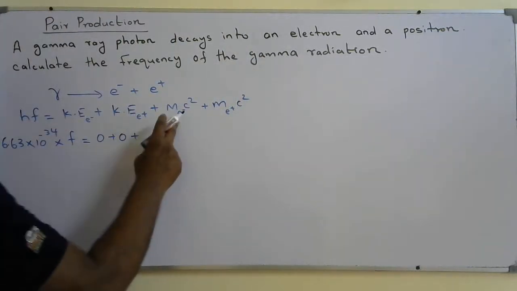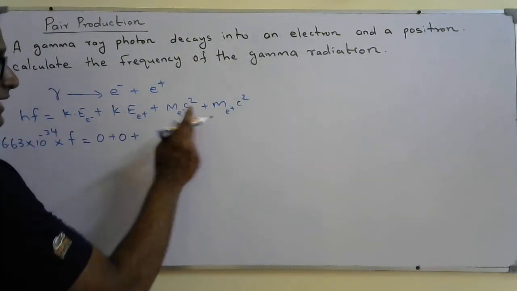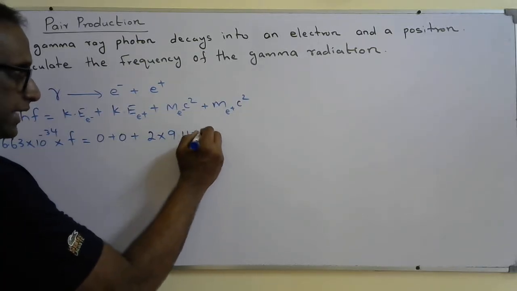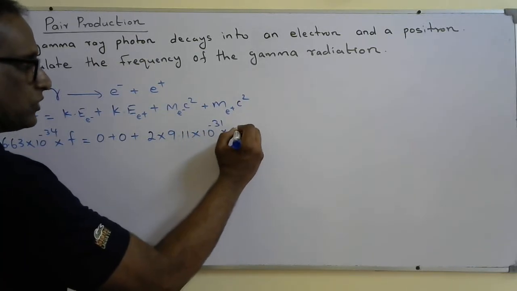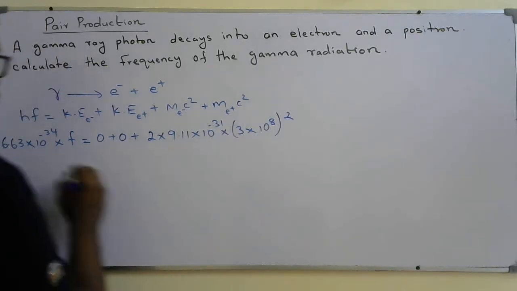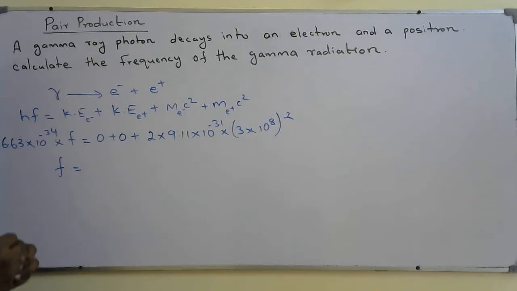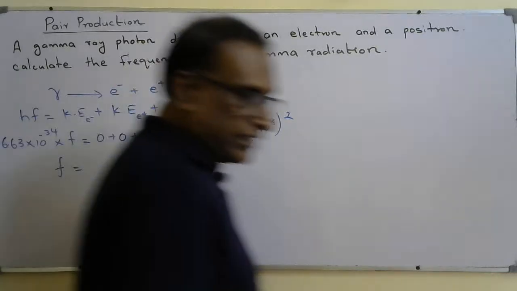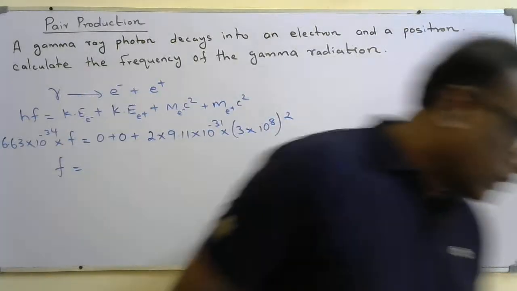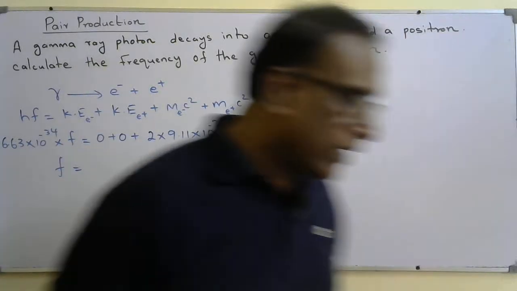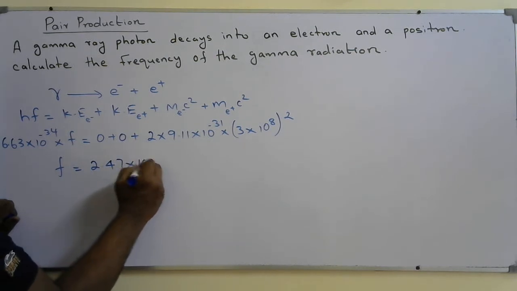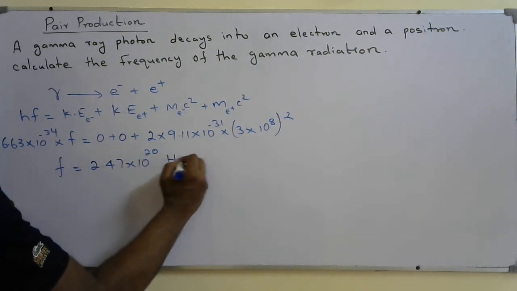So the mass of the electron and positron are the same, so I'll put both together: 2 times 9.11 × 10^-31 times 3 × 10^8, all squared. Solve it and find the frequency. You will get the frequency equal to 2.47 × 10^20 hertz.